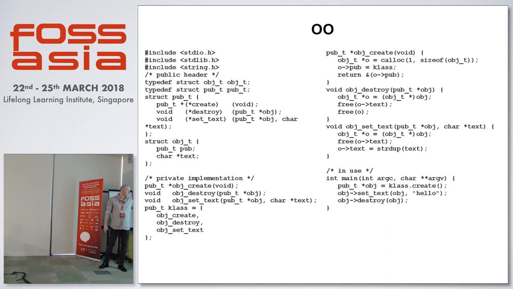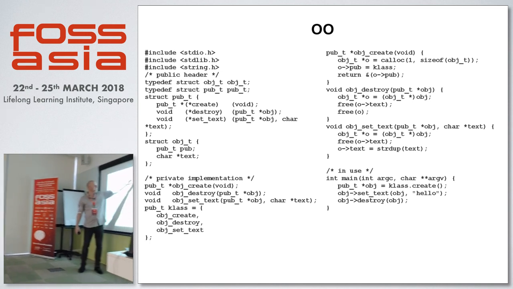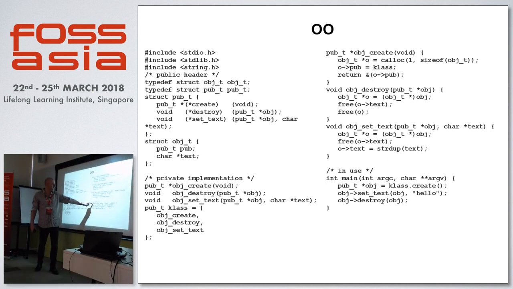I just define some functions so that they actually exist. I have created a class here. In the class, I just say, this is the create function, this is the destroy function, this is the set text function. Then I actually have the function implemented over here. And over here, in OO style, I would do class.create, create an object, then object pointer, set text. Yes, I do have to pass in object again, and text, and I can do destroy.